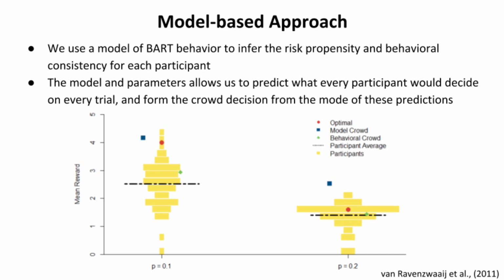As a model-based approach, we used a simple two-parameter model of the BART proposed by Van Ravenzwaaij and colleagues that estimates a risk propensity and behavioral consistency for each participant. What that model lets us do is keep including everybody in the crowd by using the model to make predictions about what everybody would have said at every stage. The results of that sort of behavioral aggregation over the predicted decisions are shown by the blue squares in this diagram, and you can see that these are much better performed.